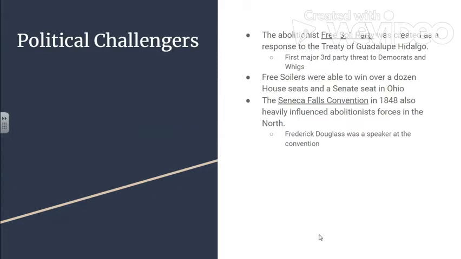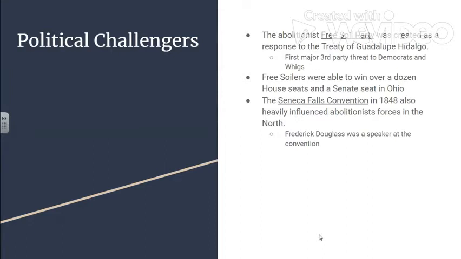The first major third-party threat to the Democrats and the Whigs was the Free Soil Party. The Free Soil Party actually is rather significant in that they have some pretty heavy players in American politics join them. Martin Van Buren and a couple others try to create more of a national political party. They do win a dozen seats in the House. They win a Senate seat, and they do have some national play. But again, compared to the strength that the Democratic Party has throughout the nation, both in the North and especially in the South, the Free Soilers aren't going to really hold a candle to the power that the Democrats have.